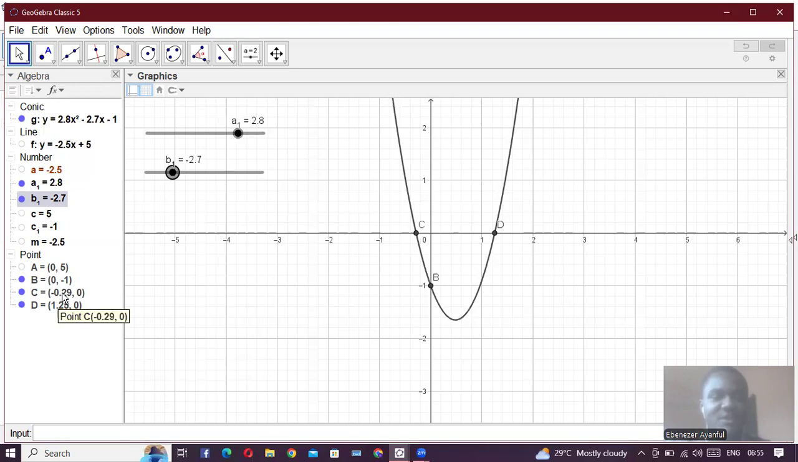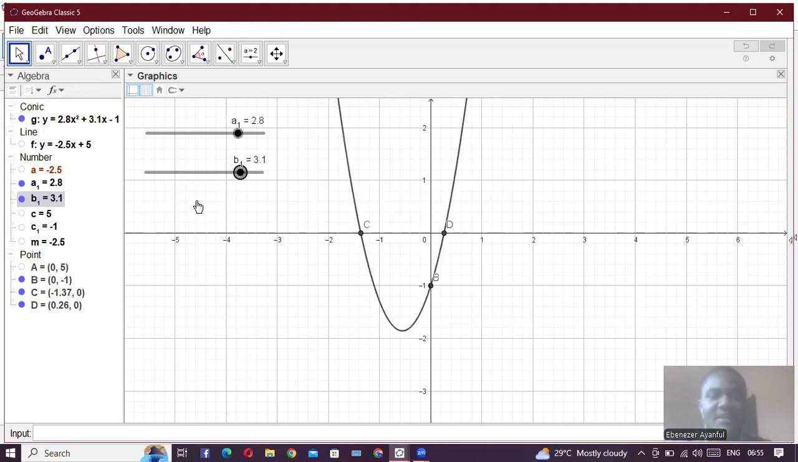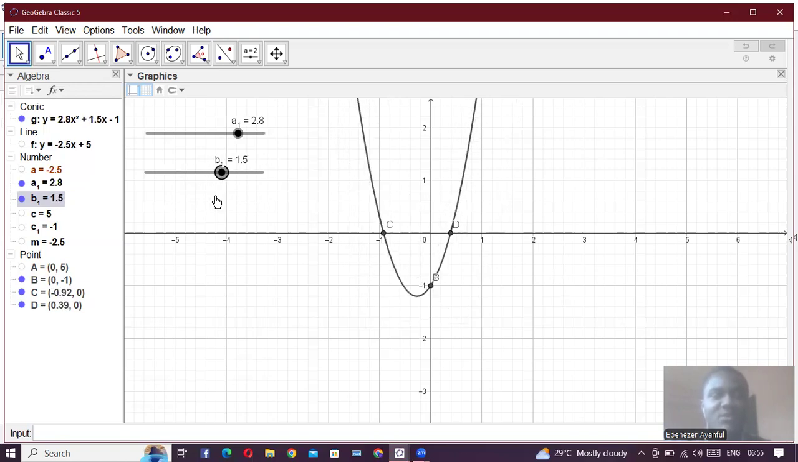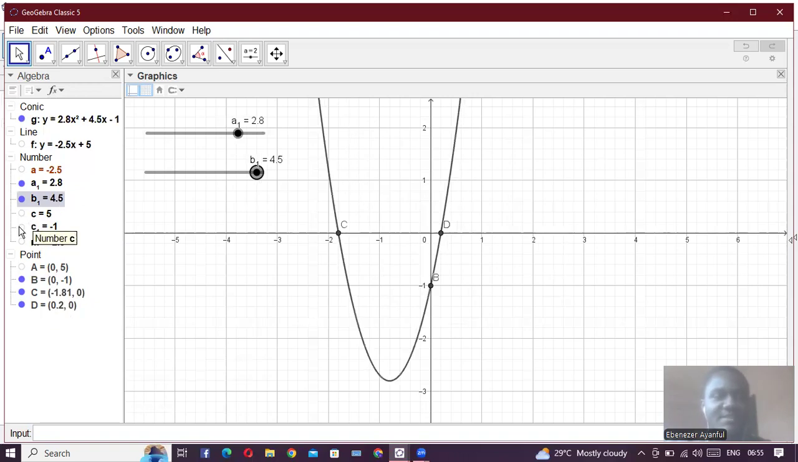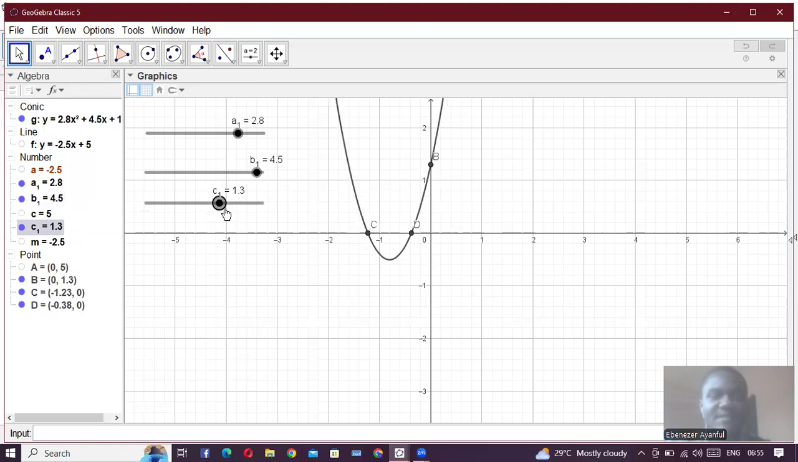Okay, we have 0.29 here, 1.25 here. That's the point where the curve intersects the x-axis. So when we move the B, it's only changing the shape, as the roots are still real. Now let's select the C and see how the C influences the nature of the roots. When I move C, realize that now it is changing completely.